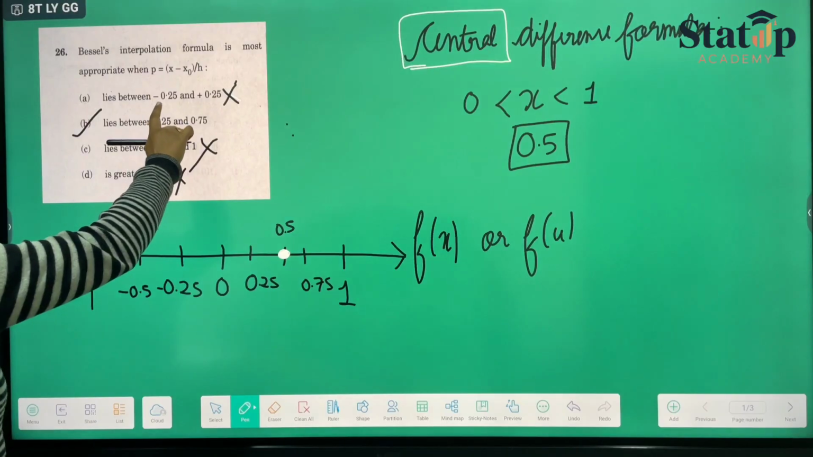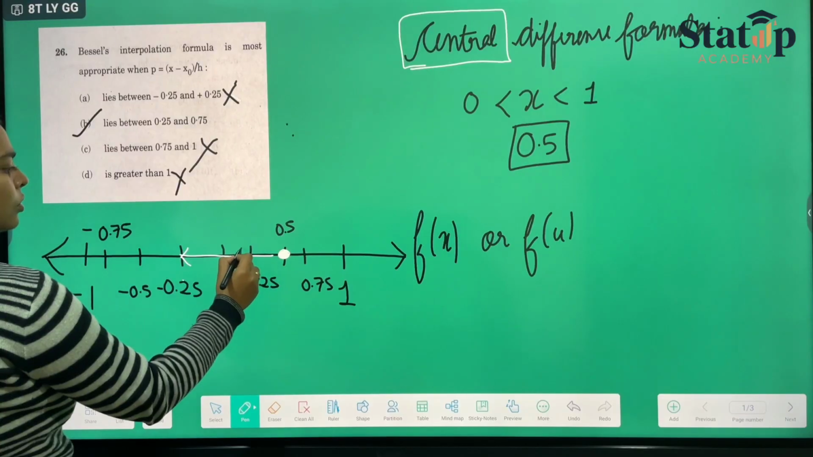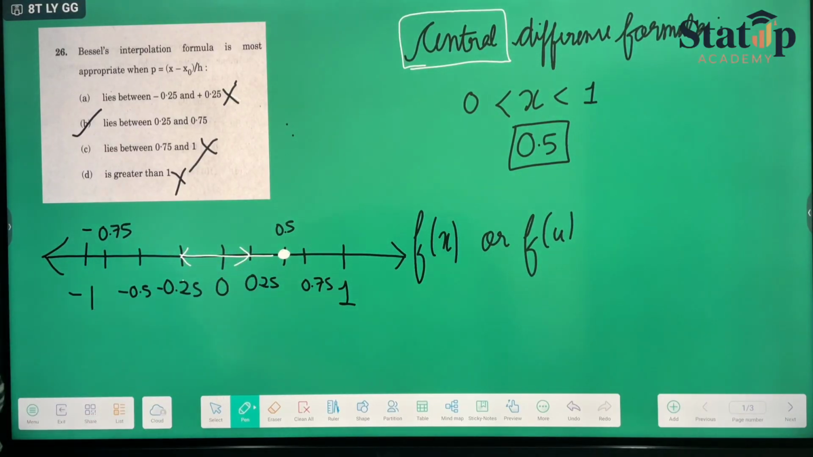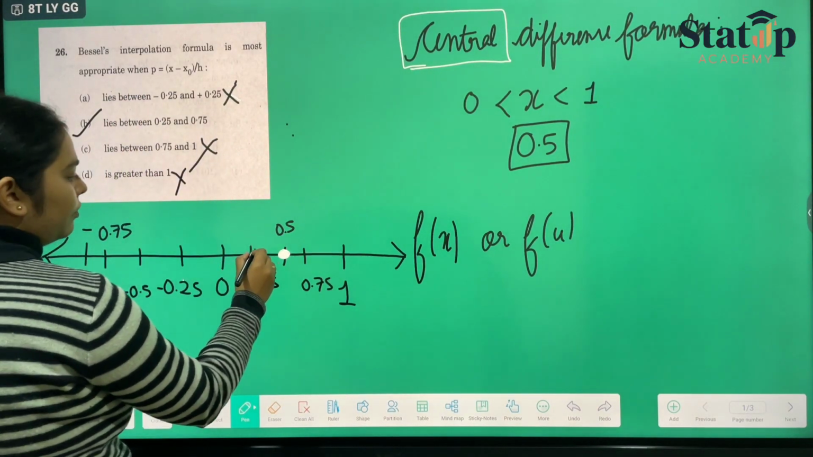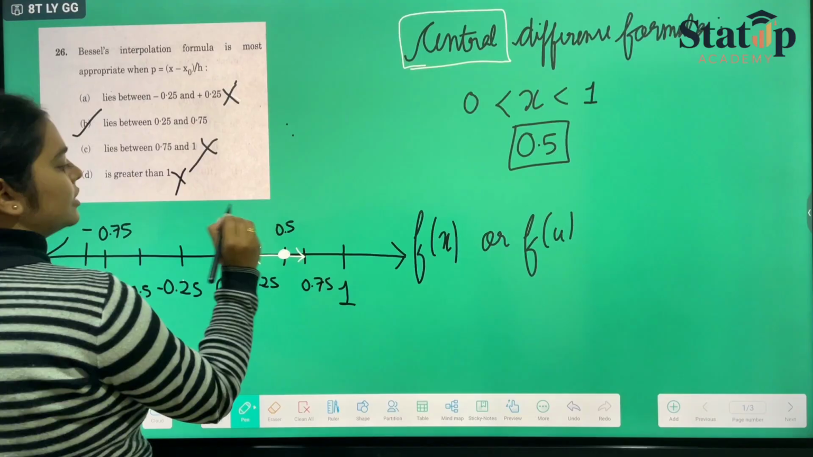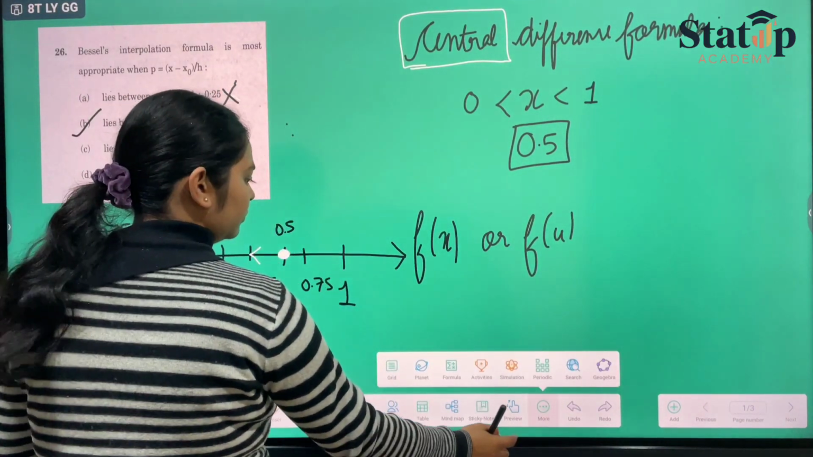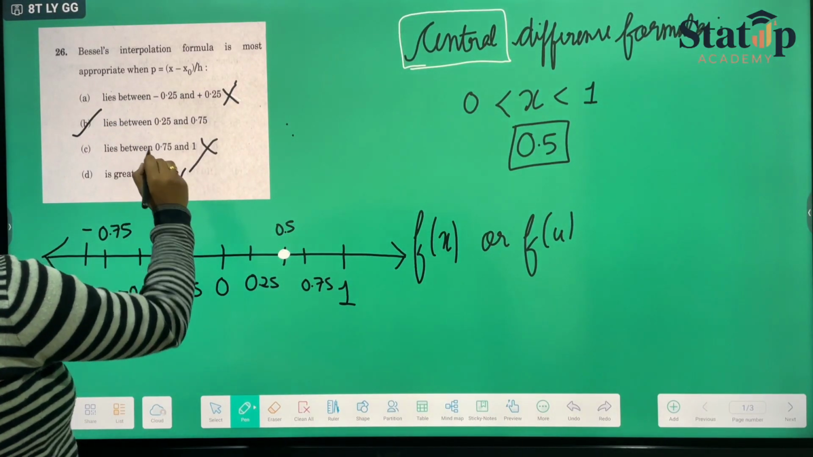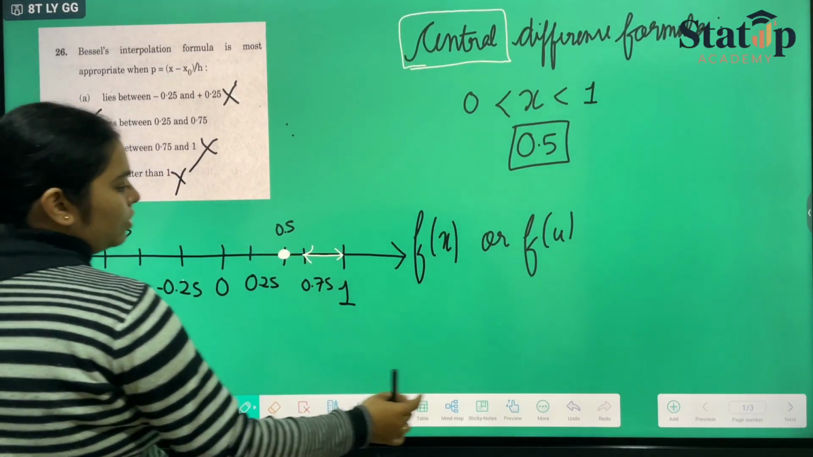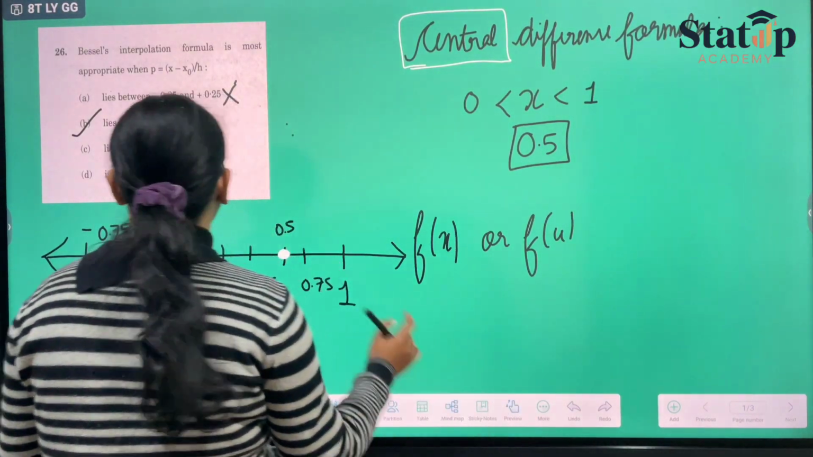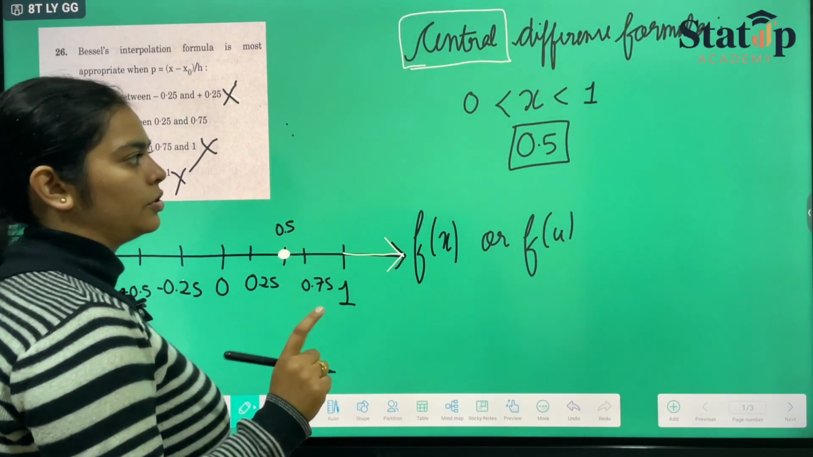So the first range is minus 0.25 to plus 0.25. This to this. It does not lie here, so we'll cancel this out. Second is 0.25 and 0.75. From here to here. Yes, it lies between them. So this is correct. The rest also I can show you. Lies between 0.75 and 1. 0.75 is this, 1 is this. It does not lie between them, so it is also wrong. And the fourth one is greater than 1. Greater than 1 lies here, so it does not lie here as well. That's why the fourth option is also wrong.